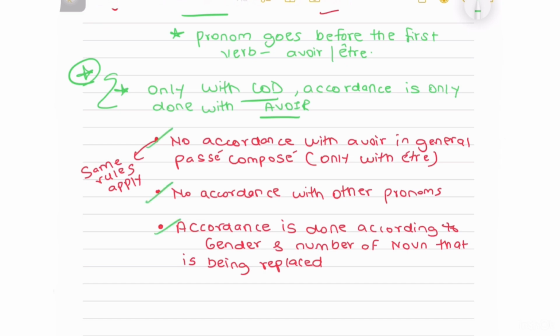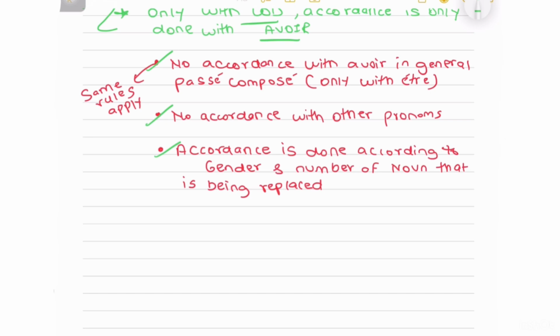Third one is that when you're doing accordance with avoir, you're going to do it according to the gender and the number of the noun that you're replacing. Generally, how do we do accordance when we talk about normal passé composé? Forget about pronouns. How do we do it with être? We look at the subject, right? That is il, elle, il est pluriel. According to that, you put your extra E, extra S on the verb. So that is according to the subject. But because we're talking about COD, here we're doing it with avoir. This is different. This kind of accordance is not the same as the normal one that we do. So here you need to know that we do it according to the noun.